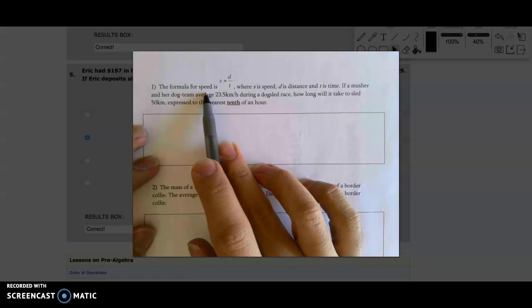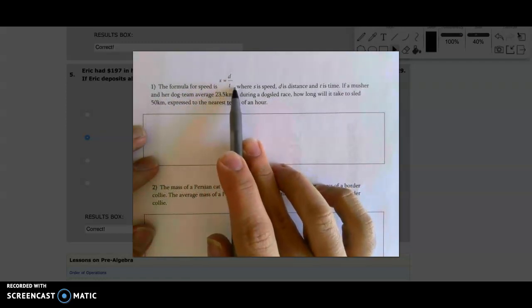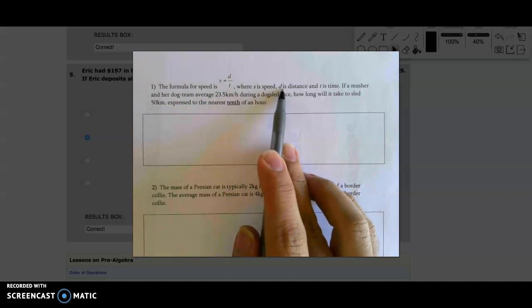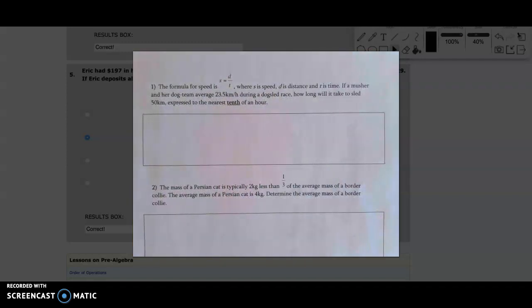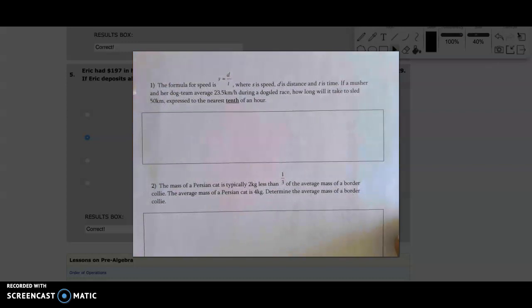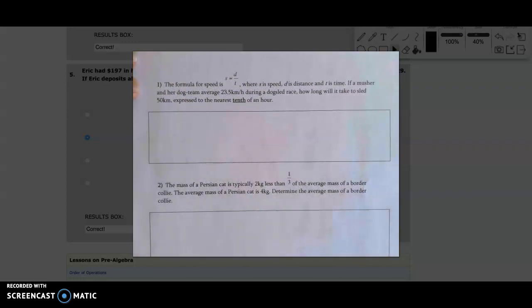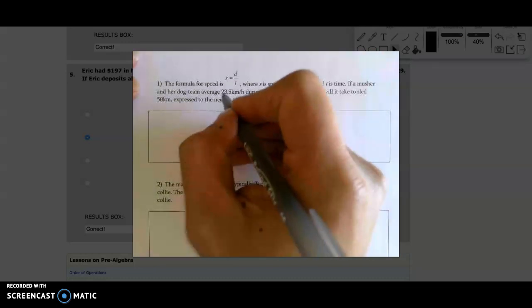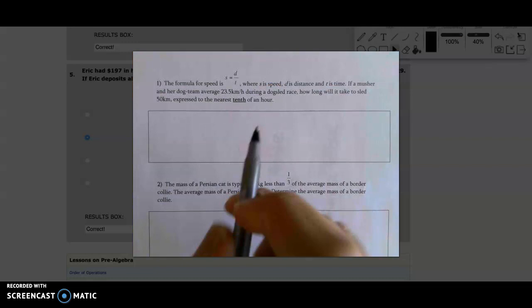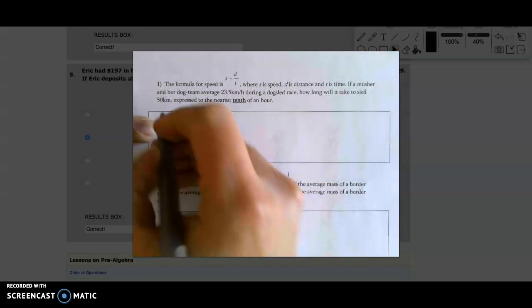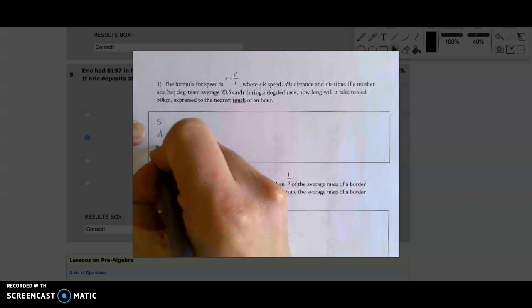All right, so let's look at the first question. The formula for speed is S equals D divided by T, where S is the speed, D is the distance, and T is time. If a musher and her dog team average 23.5 kilometers per hour during a dog sled race, how long will it take to sled 50 kilometers expressed to the nearest tenth of an hour? So again, when you're doing word problems, it's always good to write down what you know and what you don't know. So again, S is speed, D is distance, and T is time. So let's write S, D, and T.